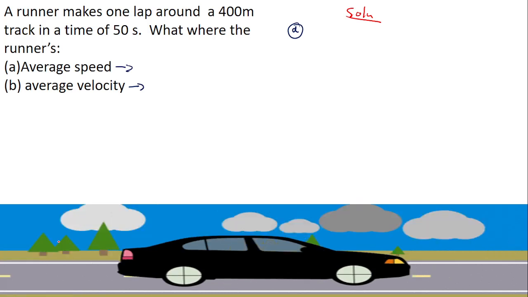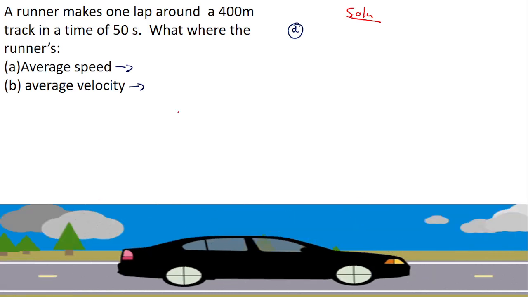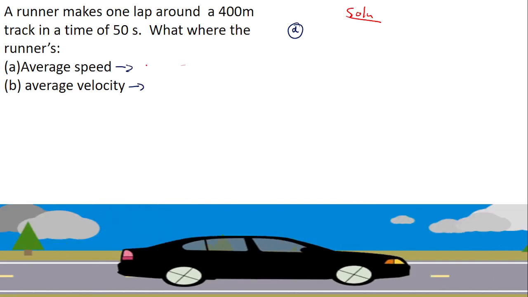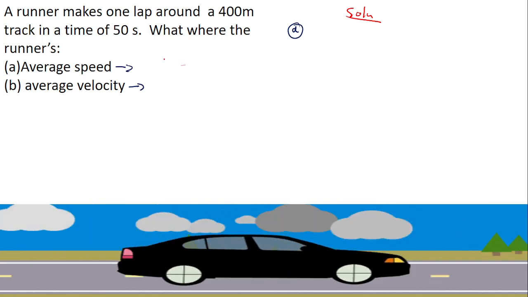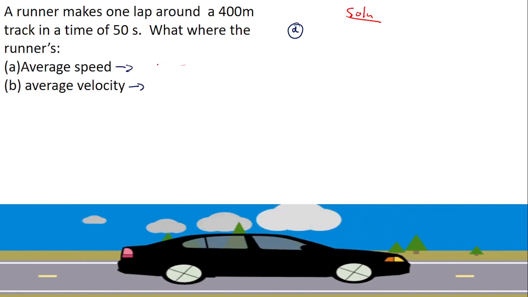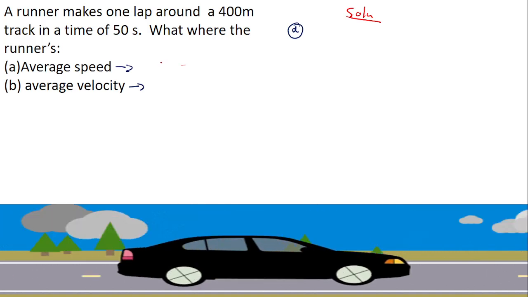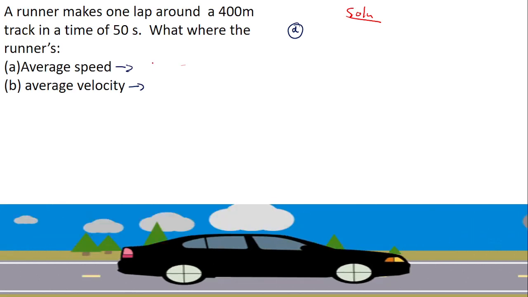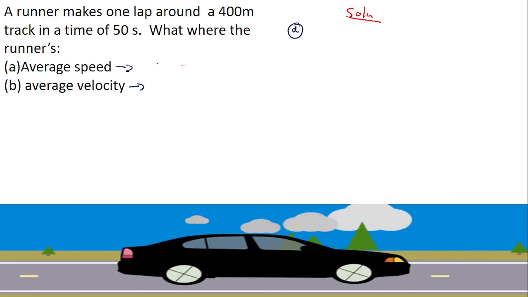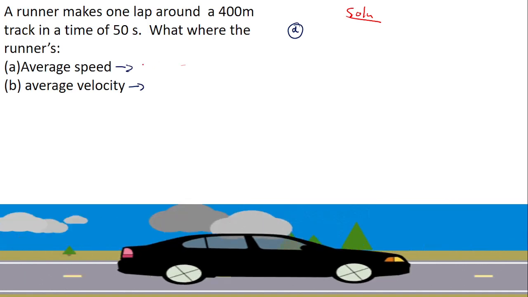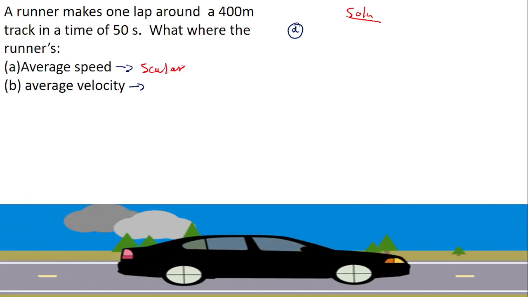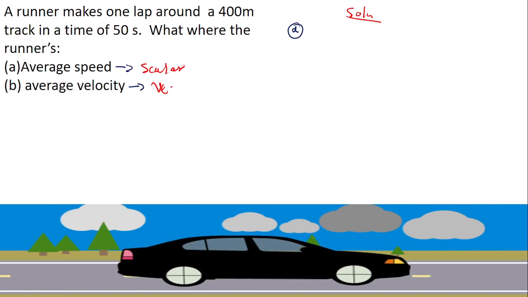You can just unmute yourself and state what you think. Did people attend the previous class? Is speed a scalar or a vector quantity? It's a scalar quantity, sir. Correct. So speed is just a scalar quantity, and velocity is a vector quantity.